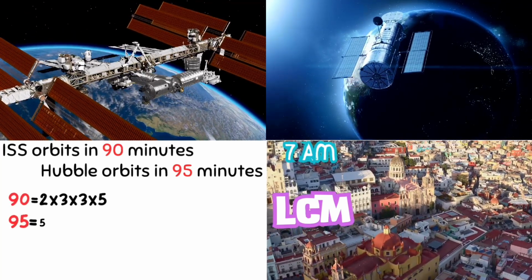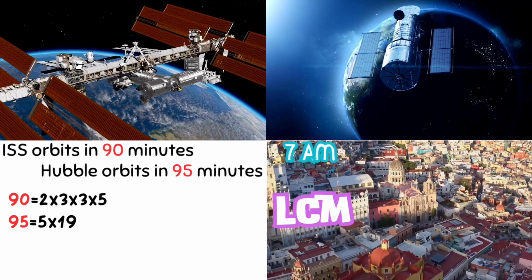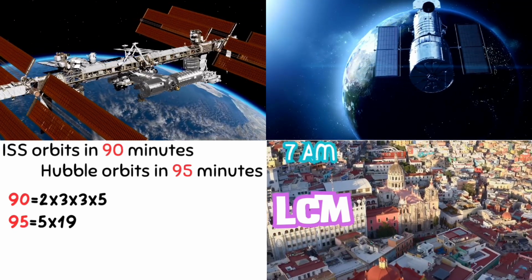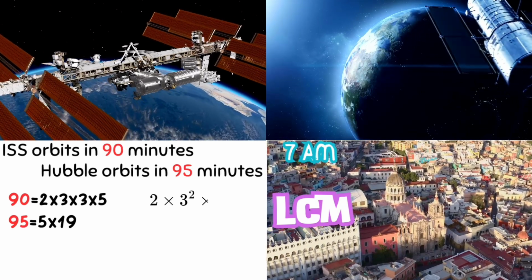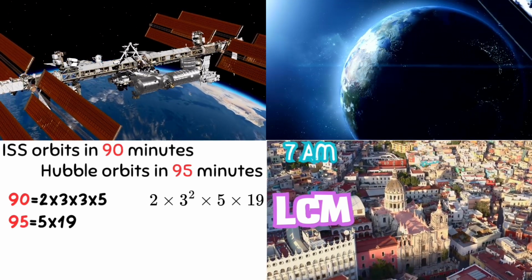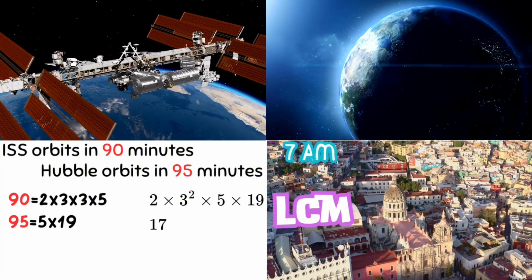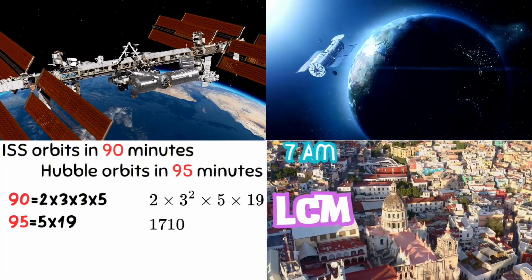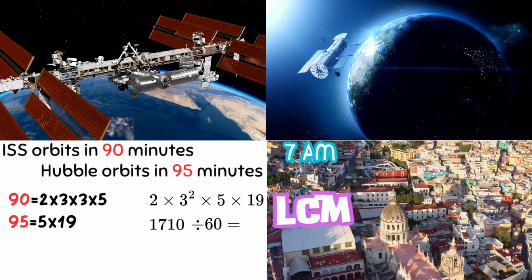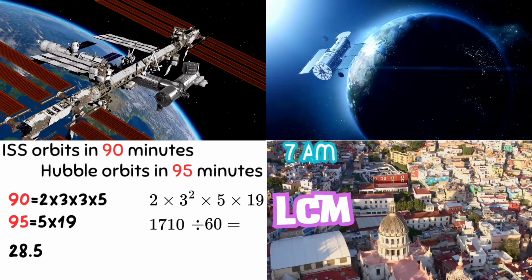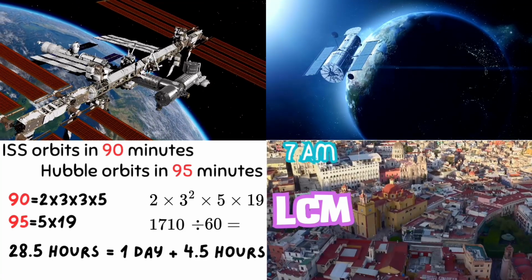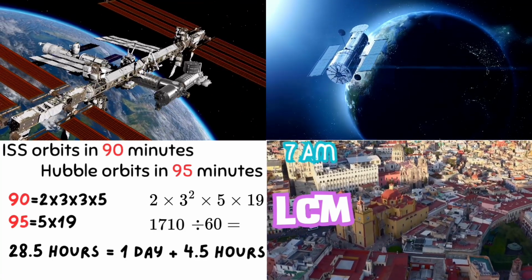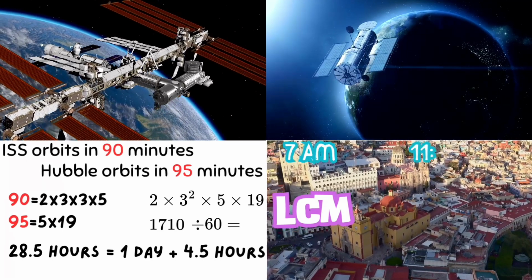Prime factorize both numbers. Take the highest power of each prime factor, so the lowest common multiple equals 2 times 3 squared times 5 times 19, which equals 1710 minutes, divided by 60 minutes, and we get 28.5 hours, which is 1 day and 4.5 hours. So they will both pass over your city again at 11:30 a.m. tomorrow.